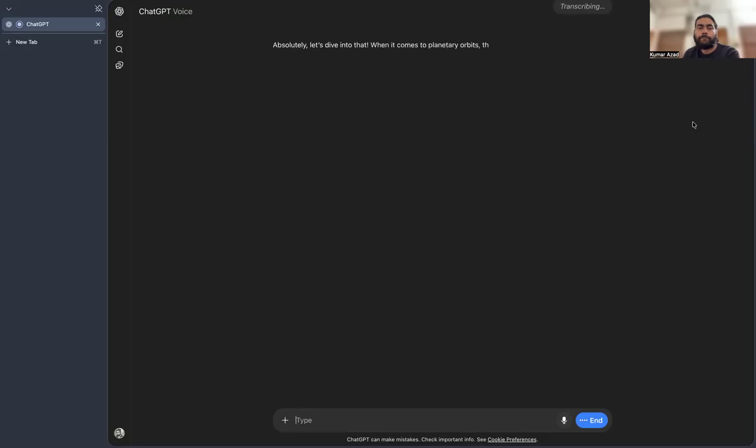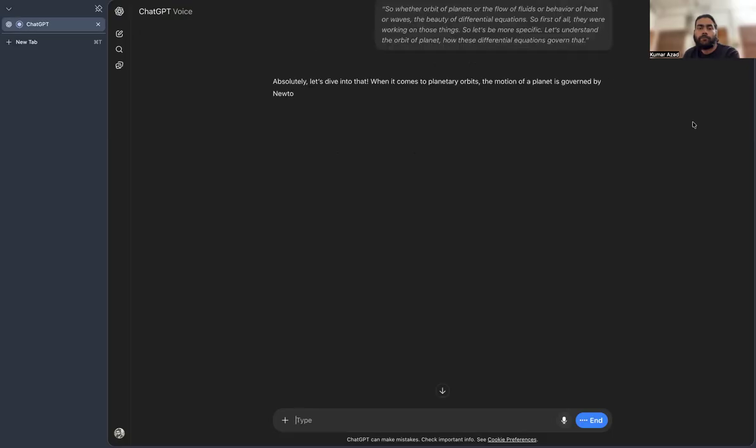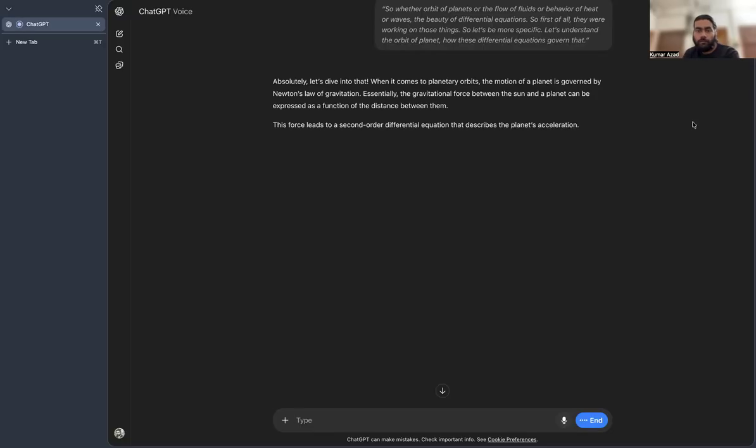When it comes to planetary orbits, the motion of a planet is governed by Newton's law of gravitation. Essentially, the gravitational force between the sun and a planet can be expressed as a function of the distance between them. This force leads to a second order differential equation that describes the planet's acceleration. In other words, the rate of change of velocity is determined by the gravitational force. By solving these differential equations, we can predict the planet's position and velocity at any given time.